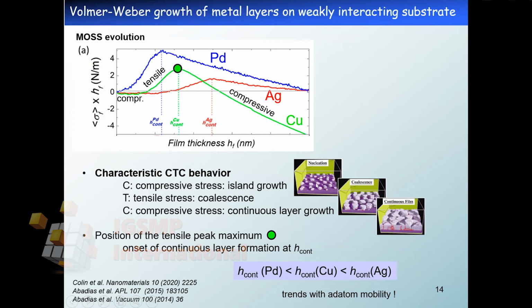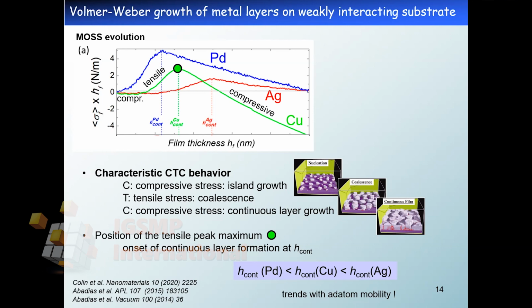These islands will grow in size and they will merge. And this constitutes the coalescence stage. And at some point, when the growth still proceeds here, we have completion of a continuous film and formation of polycrystalline film. So what is interesting to look at is the position of this tensile peak here, which gives information on the continuity. So this is an indicator very precisely where the deposited layer fully covers the substrate.